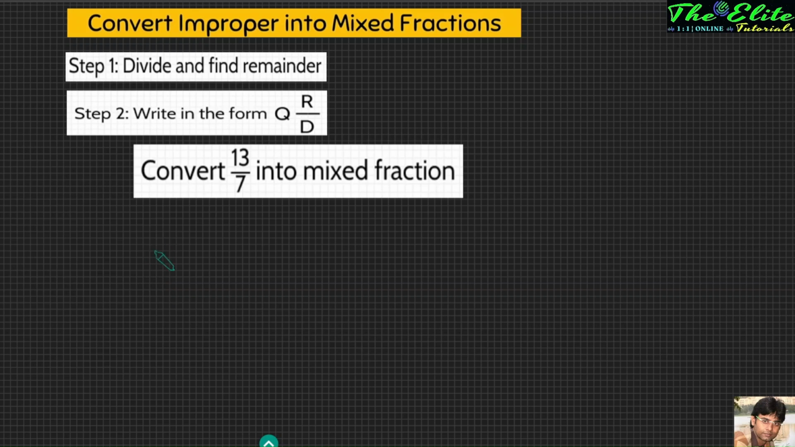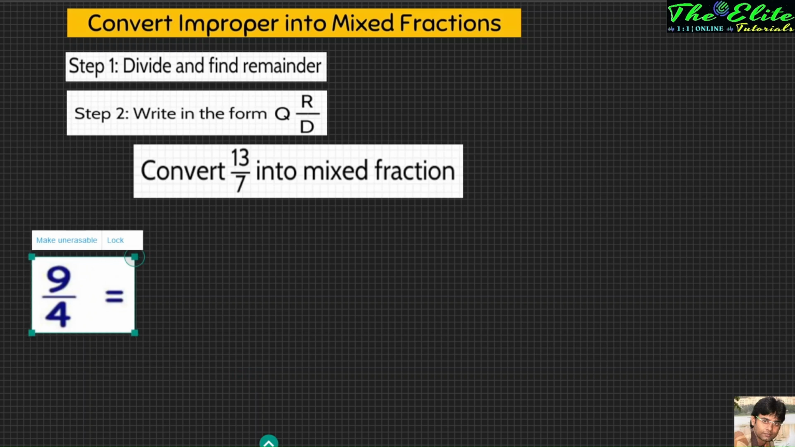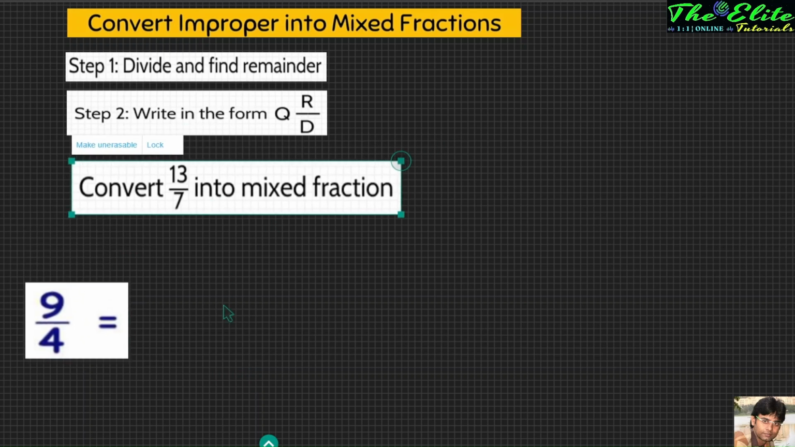There is a rule for how to convert from an improper to a mixed fraction. For example, if I give you the question 9 over 4, this improper fraction will be converted into a mixed fraction. We already have one question here: convert 13 over 7 into mixed fractions.